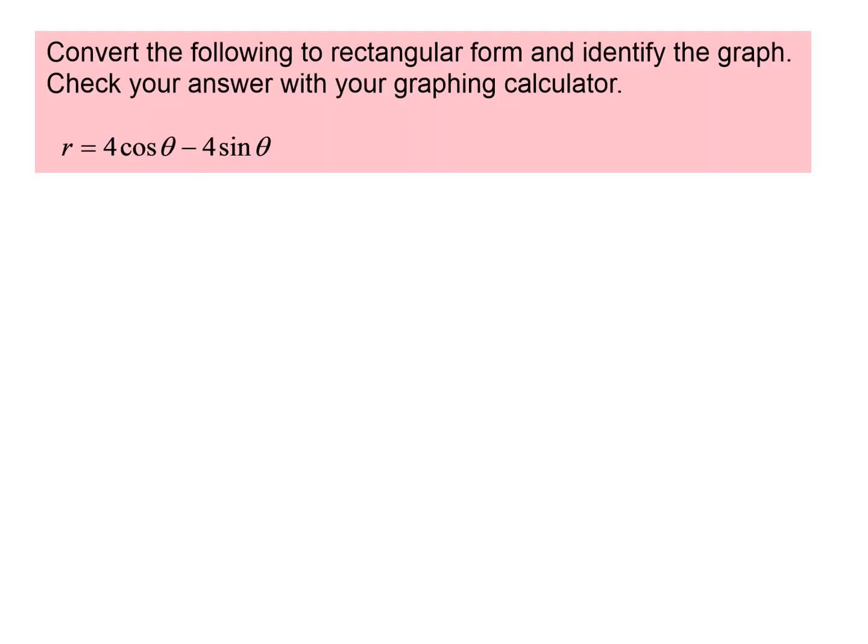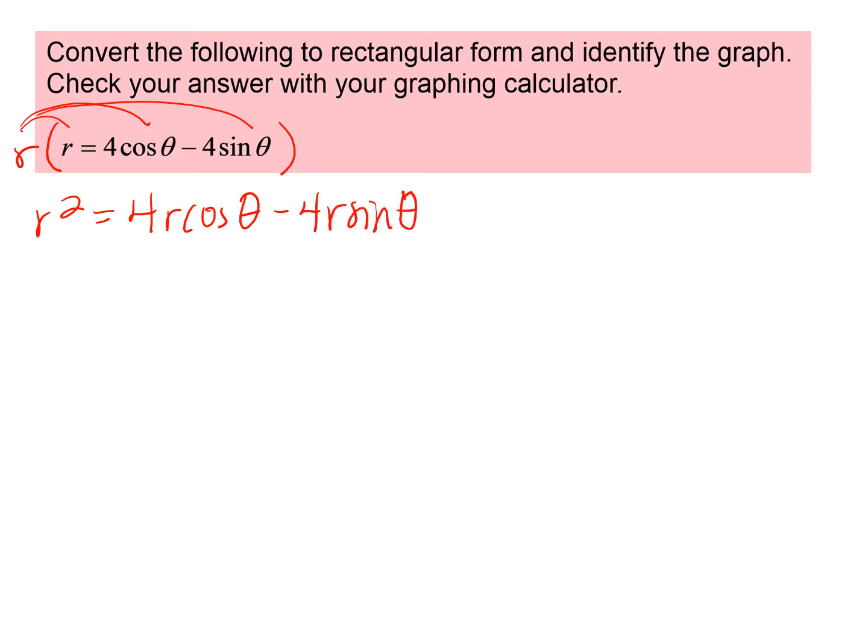All right, it says convert the following to rectangular form and identify the graph. Check your answer with your graphing calculator. So kind of like the first example we did, I've got an r, I've got a cosine theta, I've got a sine theta, and I'm trying to get everything into terms of x and y. And to do that, I really need another r in each of those terms. So step 1, we're going to multiply the entire equation by r. Again, make sure you're fair, going to all 3 pieces. So r squared equals 4r cosine theta minus 4r sine theta.